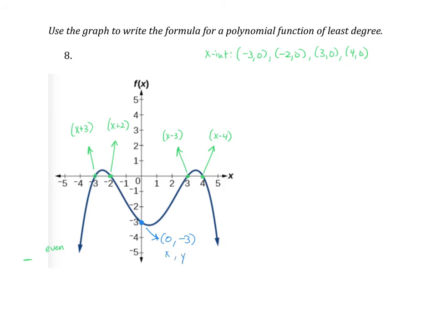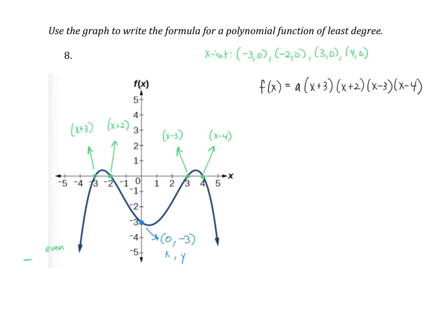What I want to do now is set up a function and use my factors, and realize that I might have some multiple happening here, some a value, which you could see in a previous section. So how you want to set it up? f of x equals a, so some factor, some multiple, times all of your factors that you know from your zeros: x plus 3, x plus 2, x minus 3, and x minus 4. So there's all my factors.